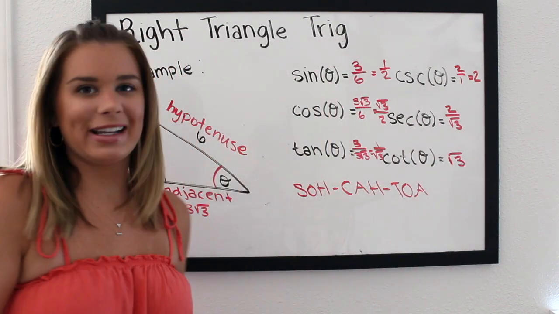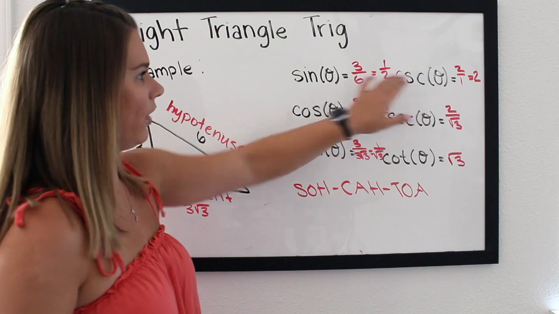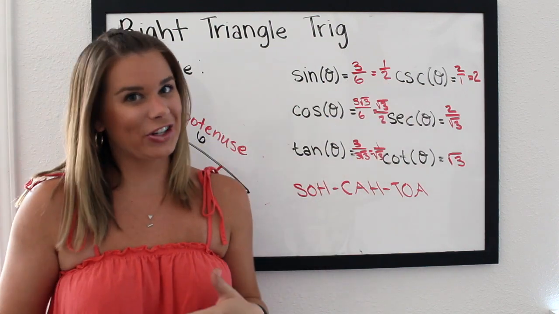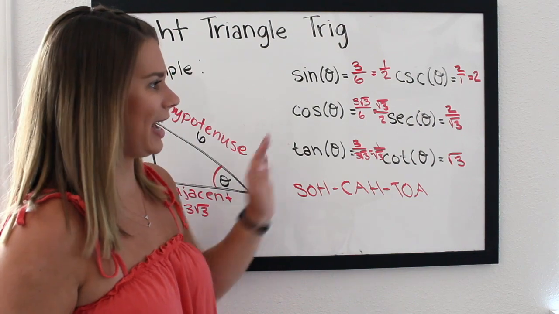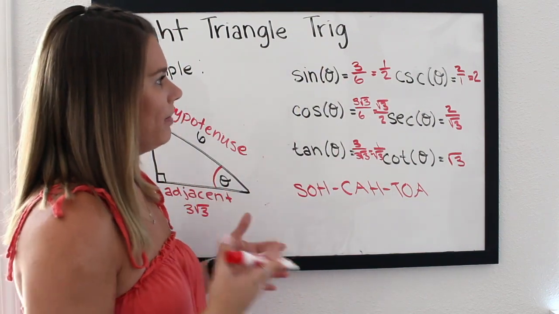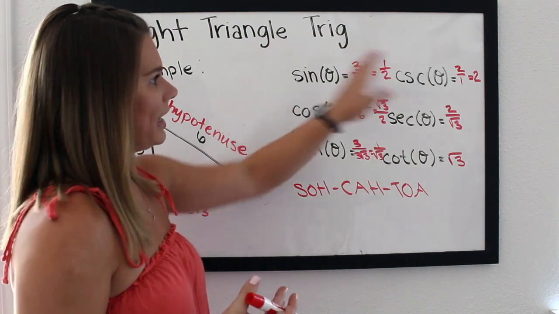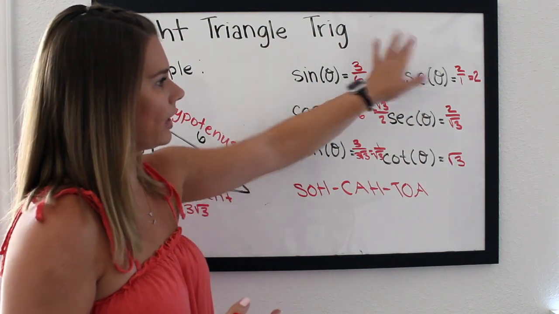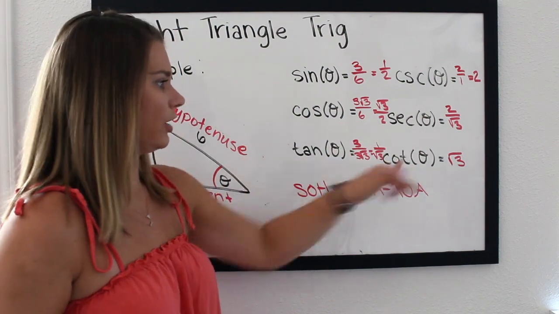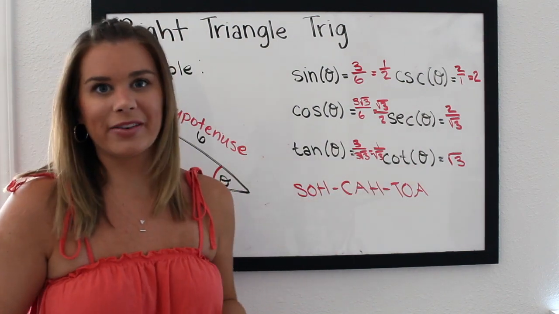I was kind of nice and I did put the reciprocal function next to the original, right? But I could be a little tricky, or your teacher could be a little tricky on a test and not line them up perfectly. So make sure that you just know that sine and cosecant are reciprocals of one another, cosine and secant are reciprocals of one another, tangent and cotangent are reciprocals of one another.